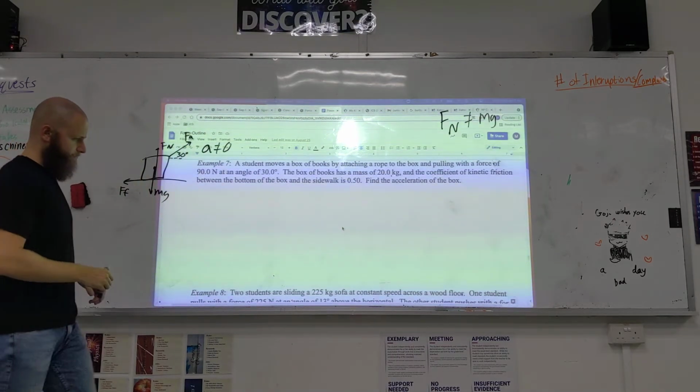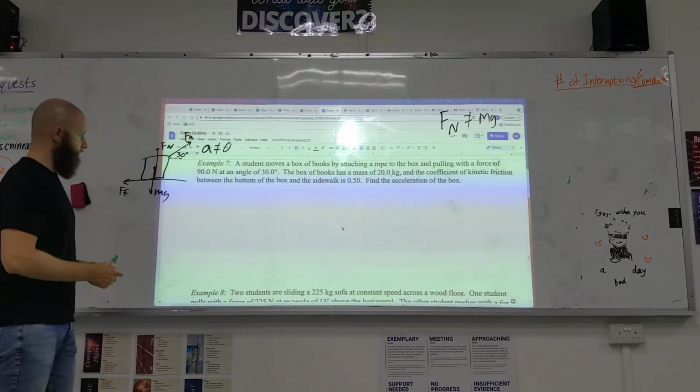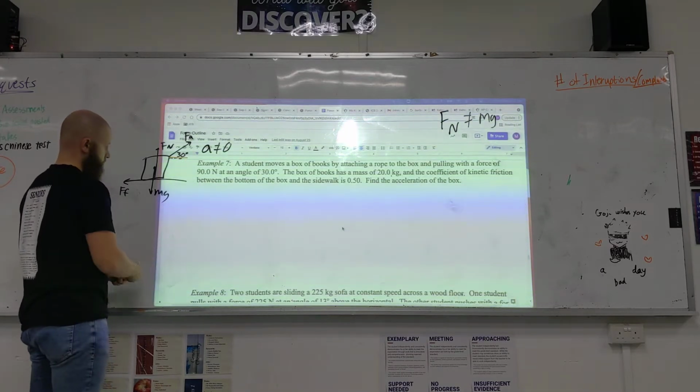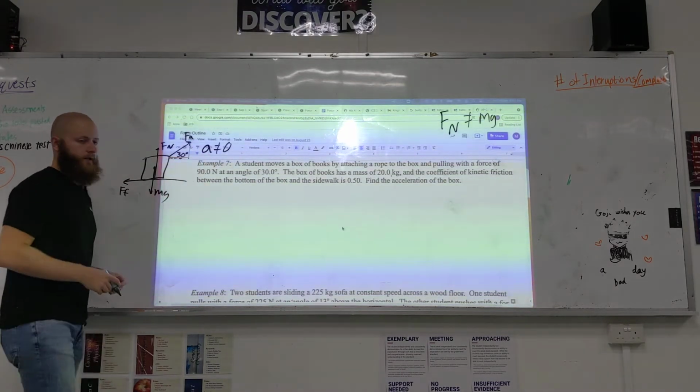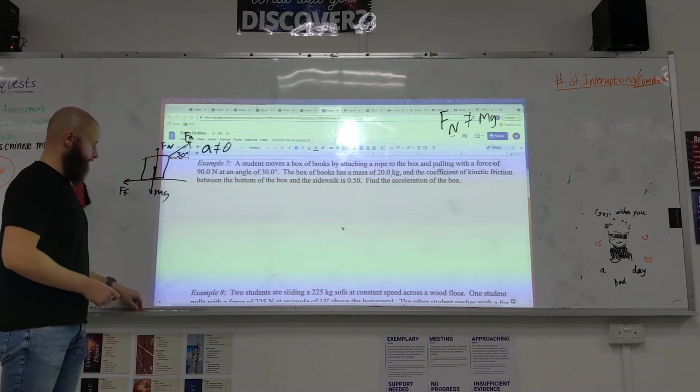Okay, now, this is the part where it gets a little tricky. Now, we kind of already learned this, but you'll notice this force has a component in the x direction and a component in the y direction. So I'm going to need to split it up.